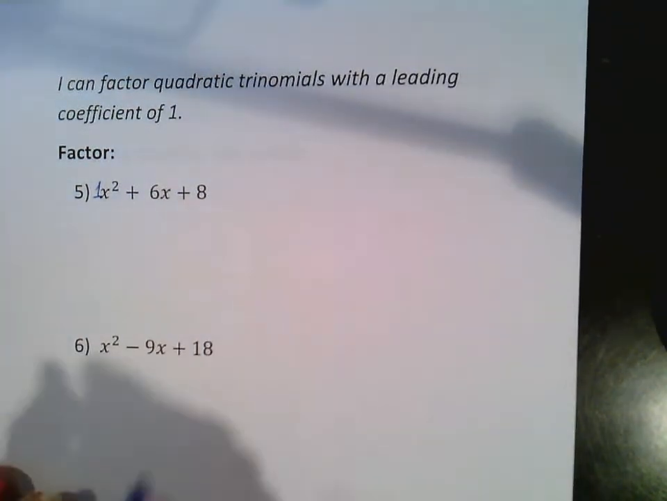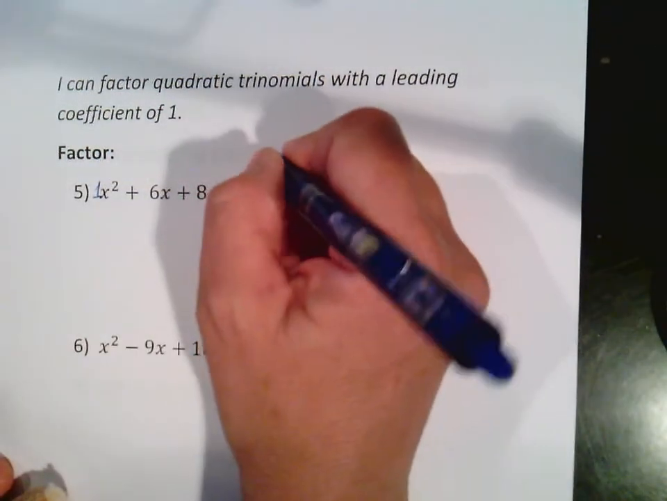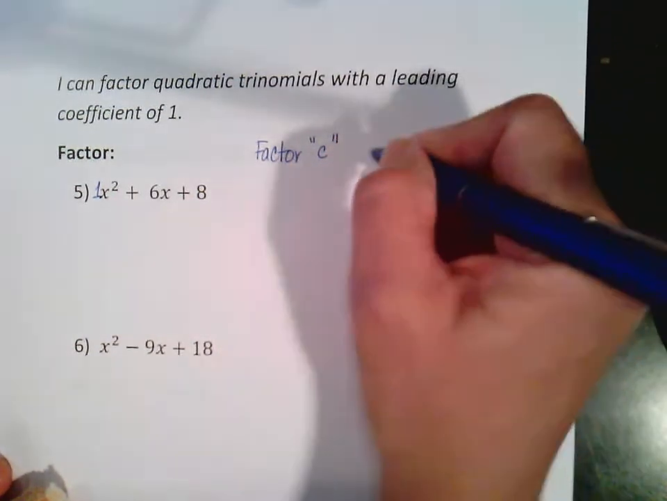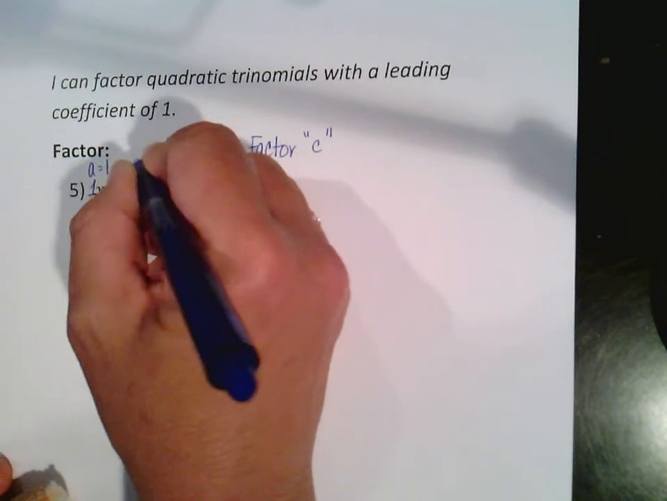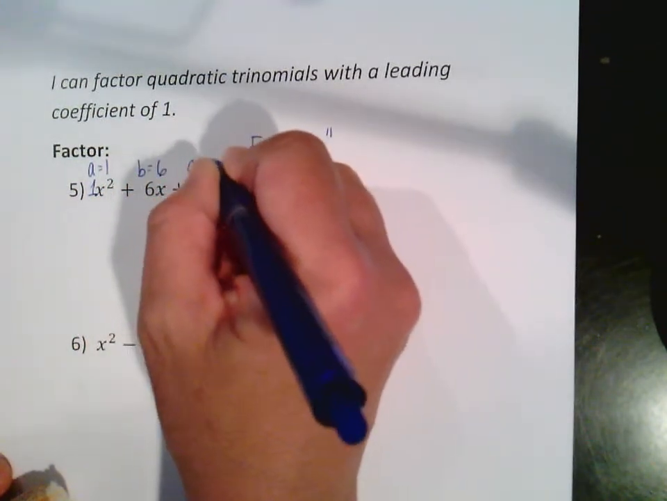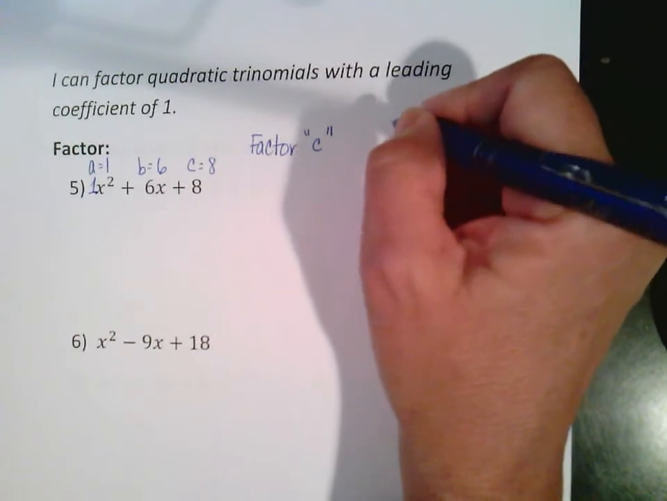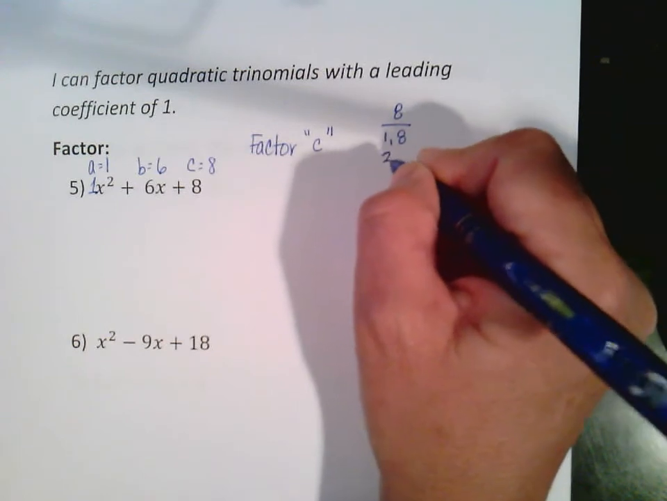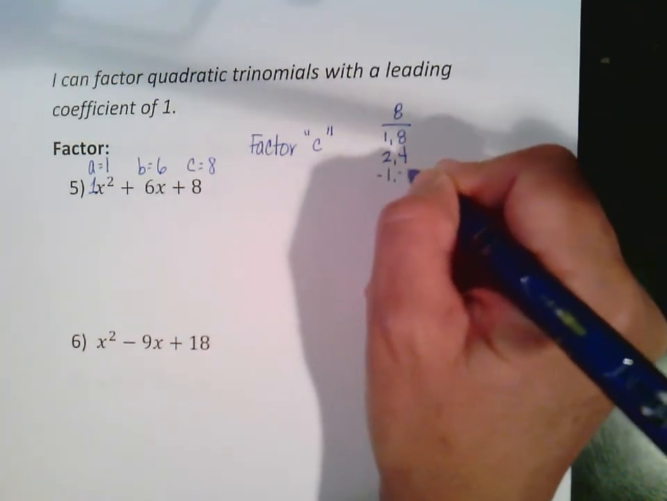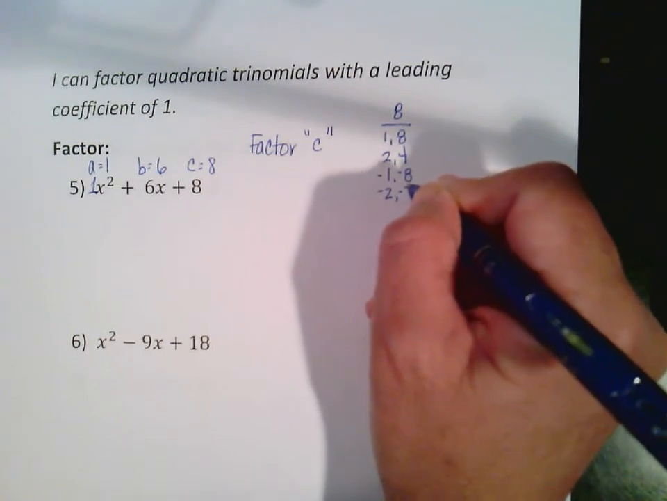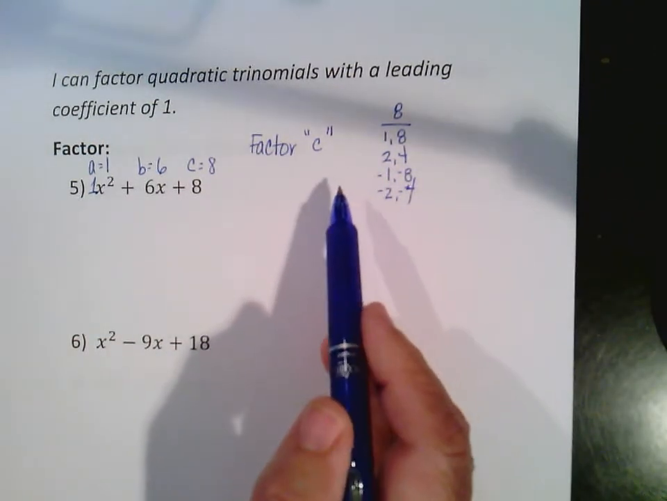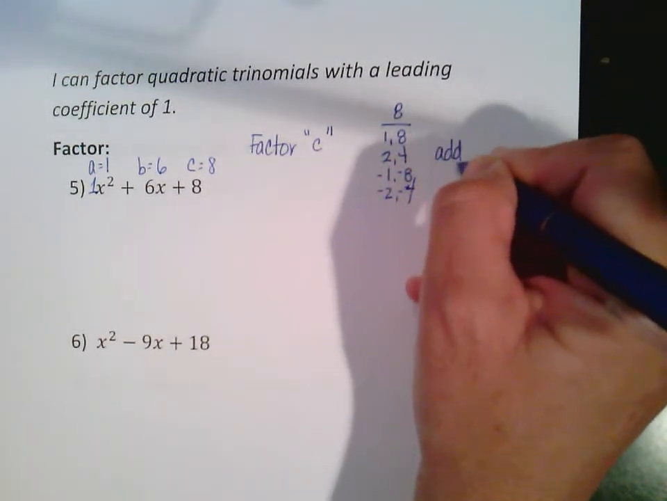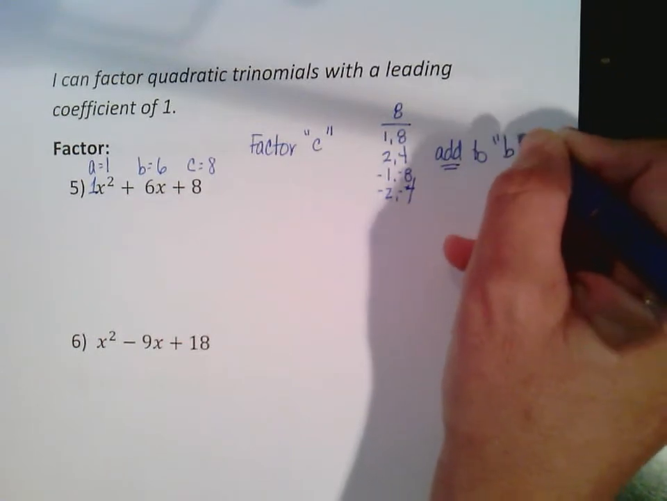And what we want to do is factor our C term. So on this, my A term is 1, my B term is 6, and my C term is 8. So if I factor 8, the factors of positive 8 are 1 and 8, 2 and 4, negative 1 and negative 8, and negative 2 and negative 4. And I need numbers that will multiply to be 8 and then add to the B term. Okay, my B term is 6.